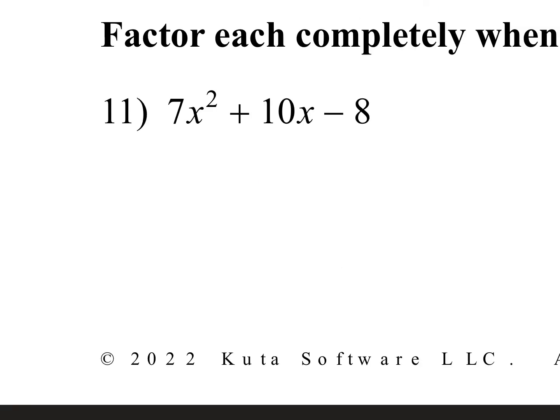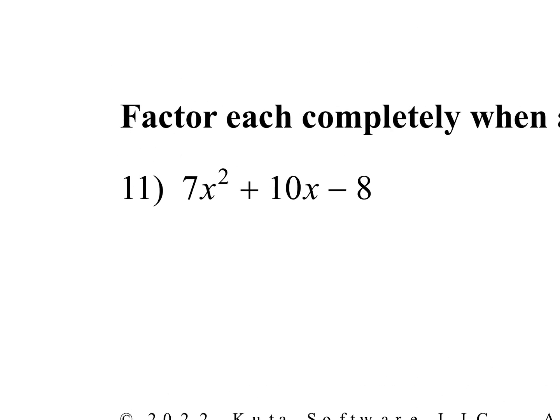Nick Smith, what should I do first? You have to multiply 7 and 8. You get negative 56. What are 2 factors of negative 56 that add to 10? Wait, let me see, what question are we on? 11. It's 14 and negative 4. Perfect.